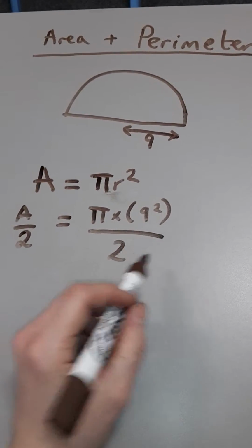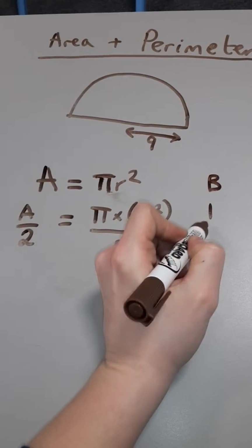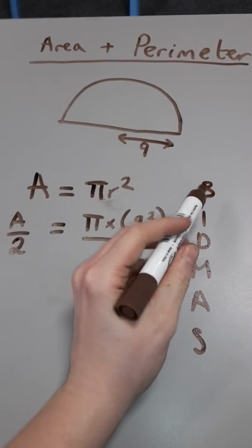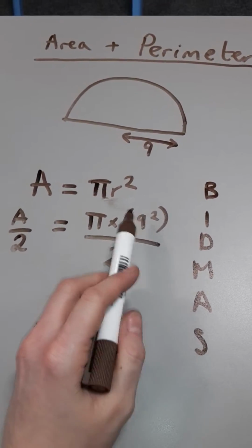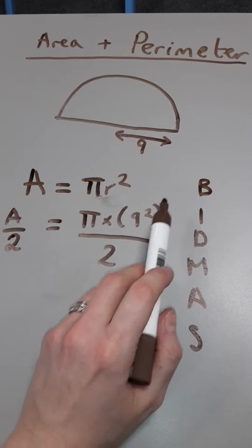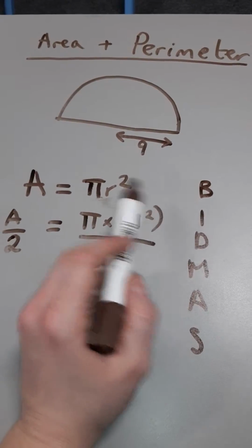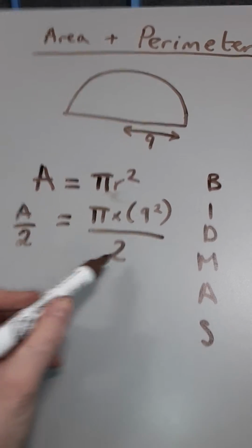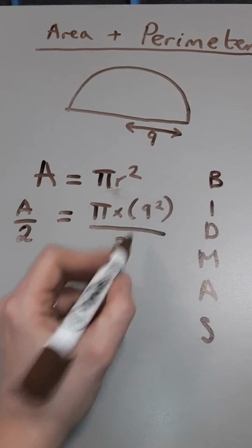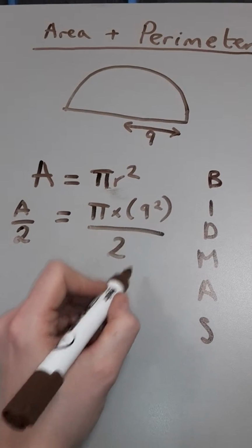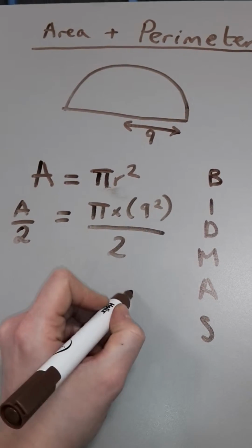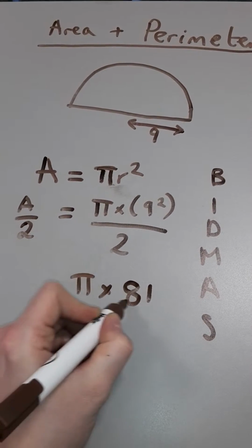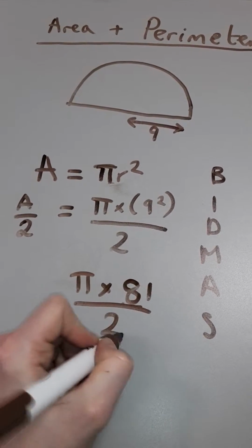So the first thing I'm going to do is make sure I follow BIDMAS. If you're ever unsure, just write it down to help you, okay? I've put brackets around my index to remind myself to do it, but if there isn't a bracket, just check. Look, r squared is an index, so we need to do that first. So we've got 9 squared, which means 9 times 9. So we have 81 times pi divided by 2.